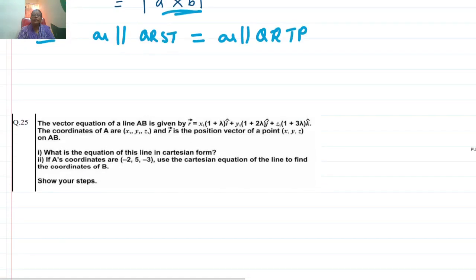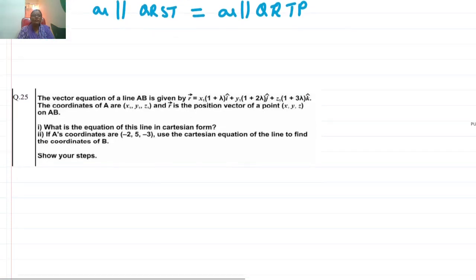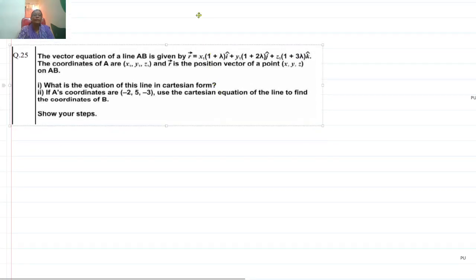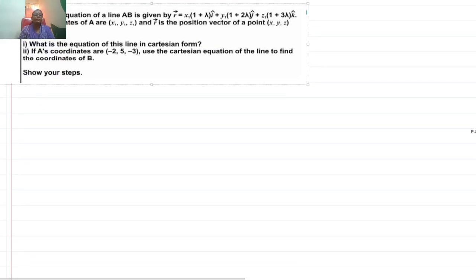So now we have come to the last question of section B. Now, what is this question saying? Let's read the question. The question says the vector equation of a line is given. Yes, this is the equation of a line in vector form, but it is not exactly the form with the components combined. What is the actual equation that we are familiar with?